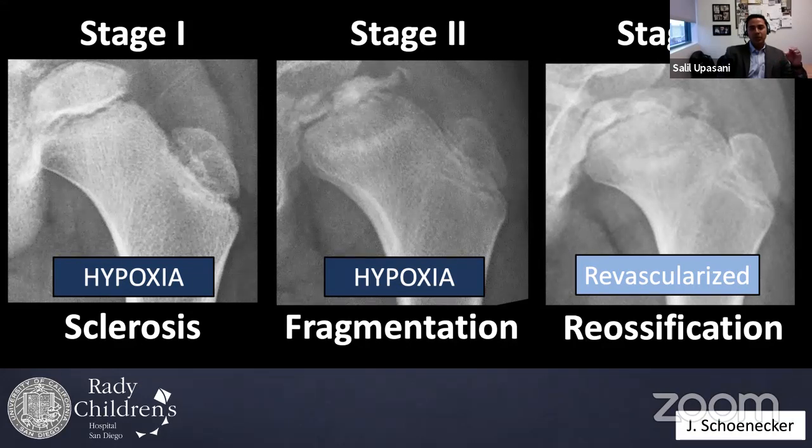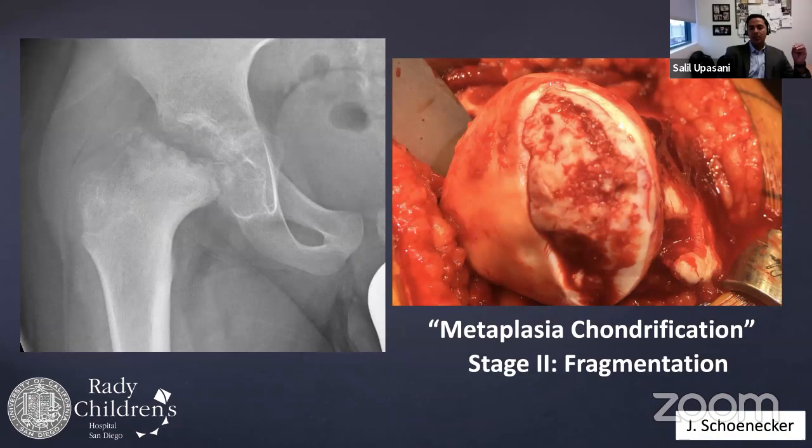In stages 1 and 2, the patient is in a stage of hypoxia, so the bone is getting resorbed. Usually what's happening in stage 2 is metaplastic chondrification. Not only is the bone getting resorbed, it's getting replaced by chondrocytes and cartilage cells. We've all seen patients with x-rays like this on the left. If you do a surgical hip dislocation on this patient, you know there is a large amount of cartilage filling that space that you're seeing on the AP pelvis radiograph.